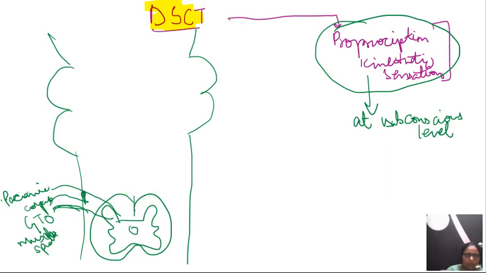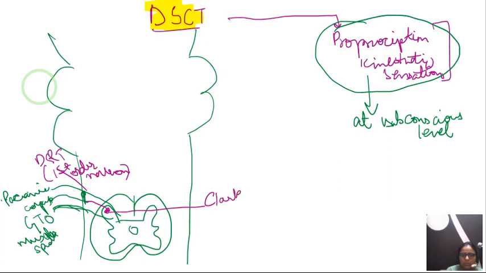Right? At the dorsal root ganglion, your first order neuron will be formed. Fine. Then after that it comes to the dorsal gray horn. In the dorsal gray horn we have, again, Clark's nucleus, where it forms your second order neuron. Fine.